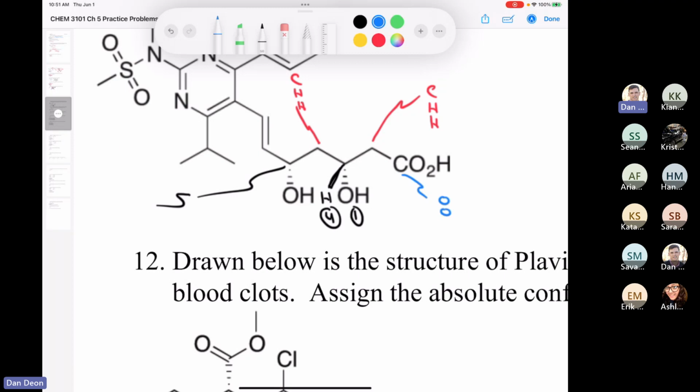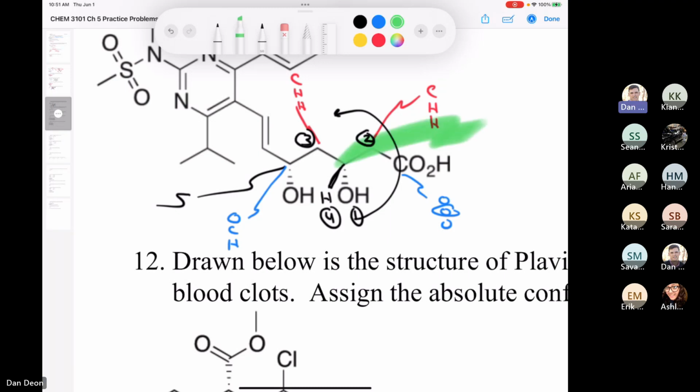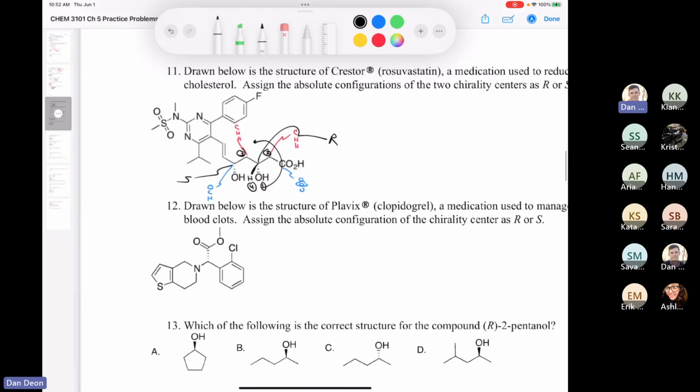This carbon is attached to oxygen, oxygen, oxygen. This carbon is attached to oxygen, carbon, hydrogen. And so my tiebreaker is here. And so this would be group number 2. This would be group number 3. So I go 1, 2, 3. So I'm going counterclockwise. I reverse it, and I end up with an R stereocenter. So the stereocenter here would be R. All right, so the one on the left is S, the one on the right is R.